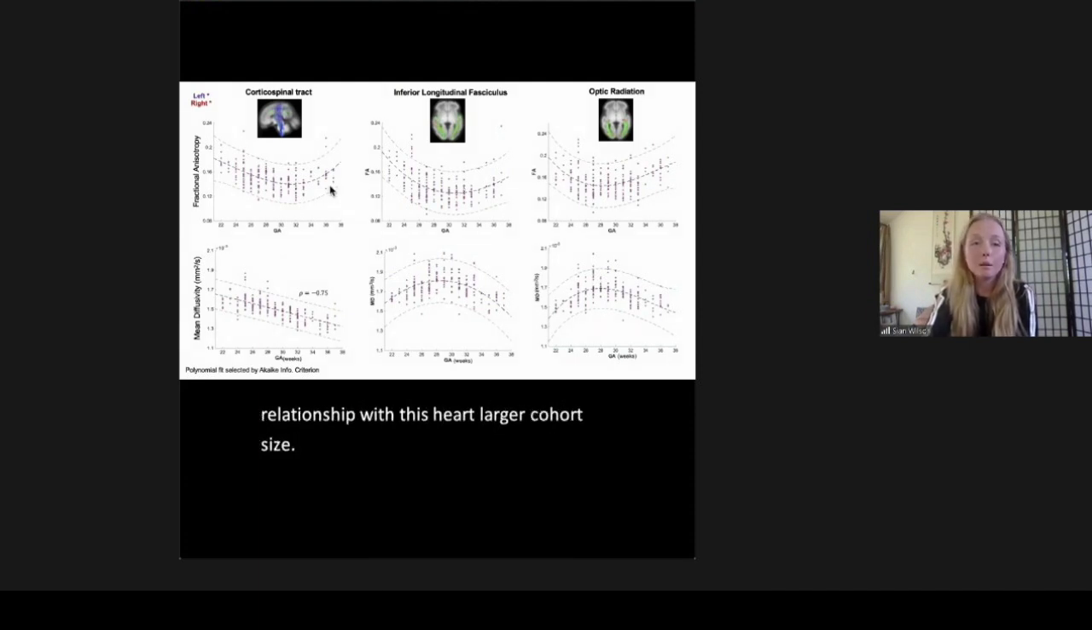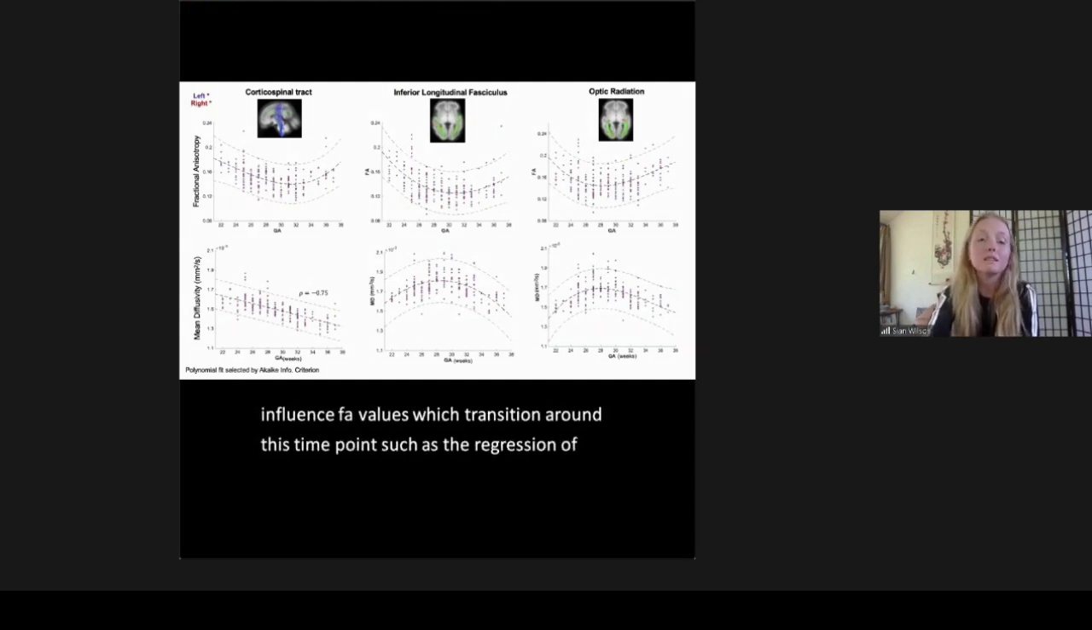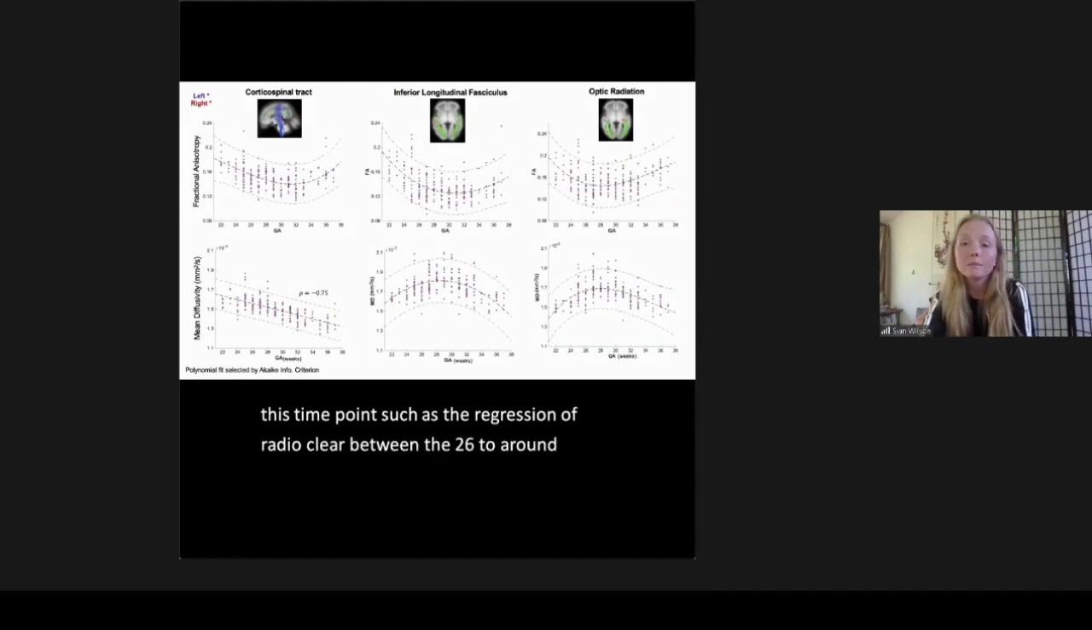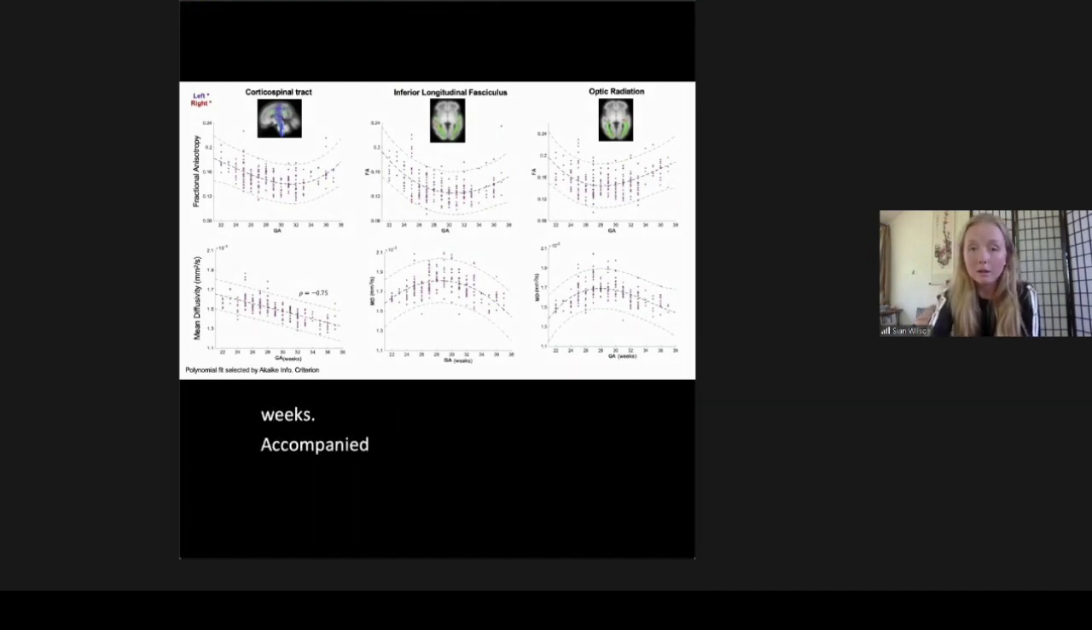We see a dip in the polynomial around 30 weeks consistently in these tracts. There are several processes that might influence FA values which transition around this time point, such as the regression of radial glia between 26 to around 34 weeks, accompanied by the emergence of white matter connectivity. The recruitment of mature oligodendrocyte progenitors is also believed to occur at around 30 weeks and has been demonstrated to contribute to FA values in previous studies. Both of these processes also occur in regional patterns across the brain.